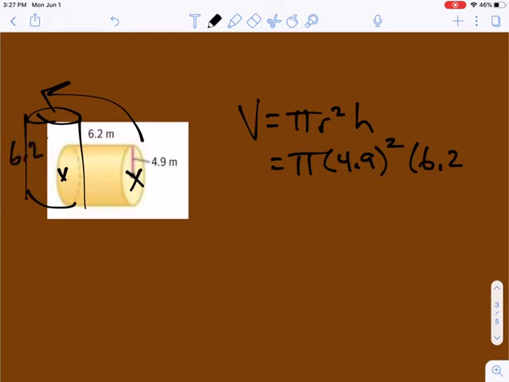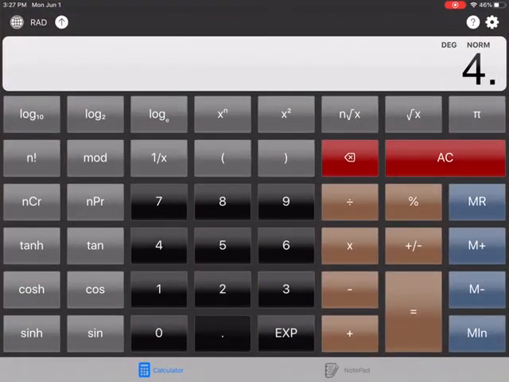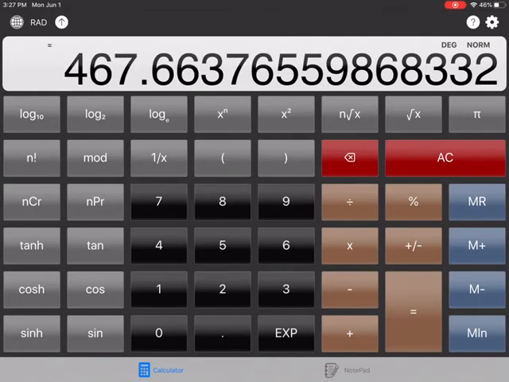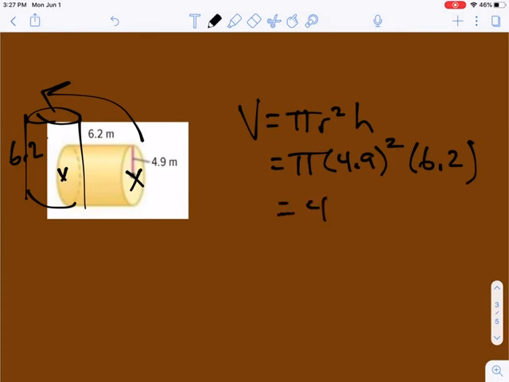So let's take this and do some multiplying. We have 4.9 squared times 6.2 equals 148.862, times pi gives me 467.7. And then again, meters cubed.